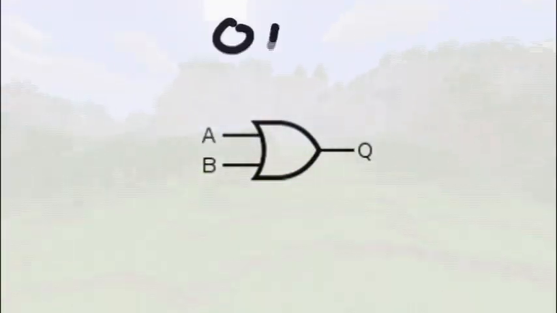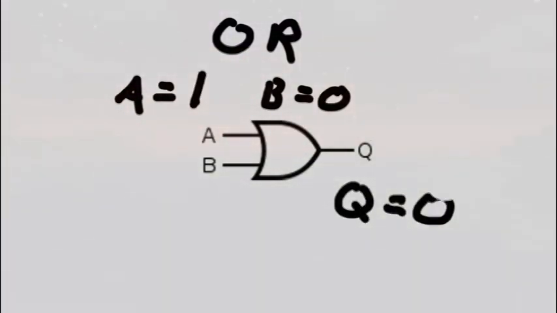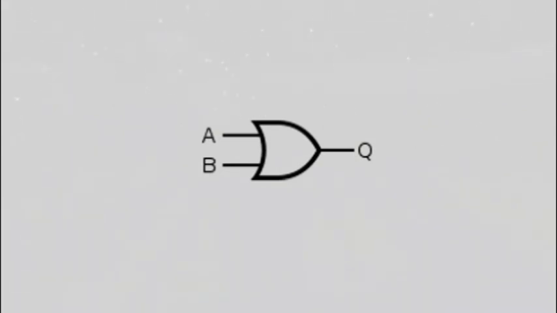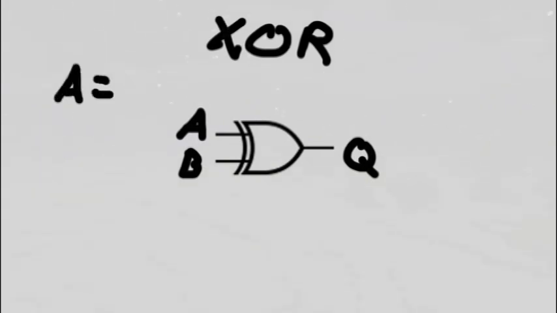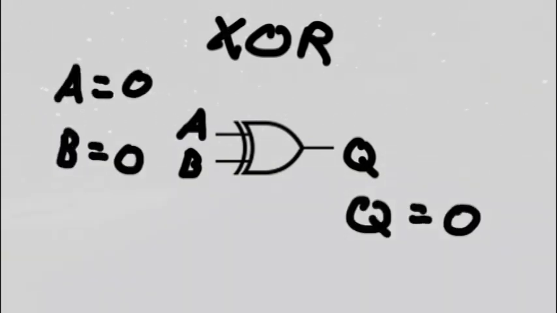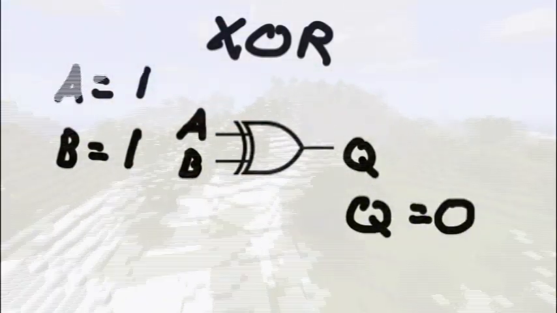OR operations equal 1 when either or both inputs are equal to 1. So 1 or 0 equals 1, 1 or 1 equals 1, but 0 or 0 equals 0. XOR stands for exclusive OR and is a slightly different version of an OR gate. When you have 0 XOR 0, it equals 0, and when you have 1 XOR 0, it equals 1, but then, if you have 1 XOR 1, it equals 0.